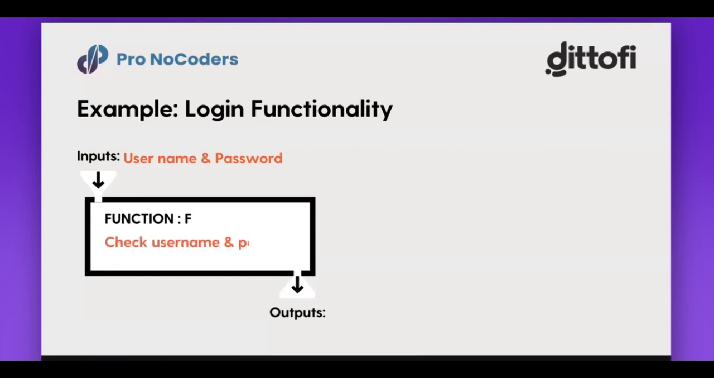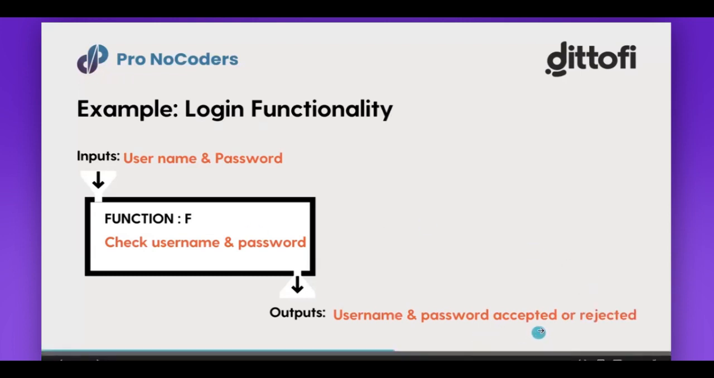Then the action itself is going to be checking the username and password, making sure that the user's entered a valid username and password. And then the output is going to be accepted or rejected in this case. Accepted if they've entered the correct details, or rejected if they've entered false ones. So everything we're going to be doing today is going to be revolving around this concept of taking some inputs, performing some function on those inputs, and then producing an output.